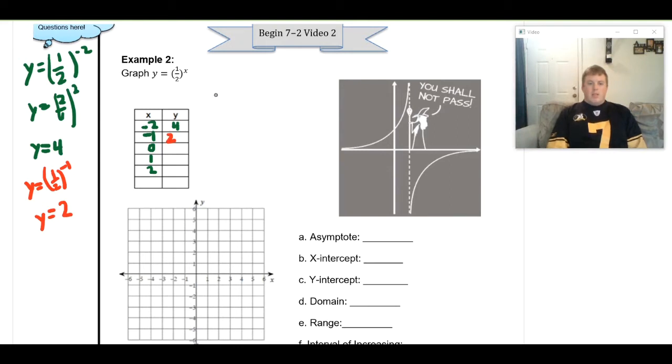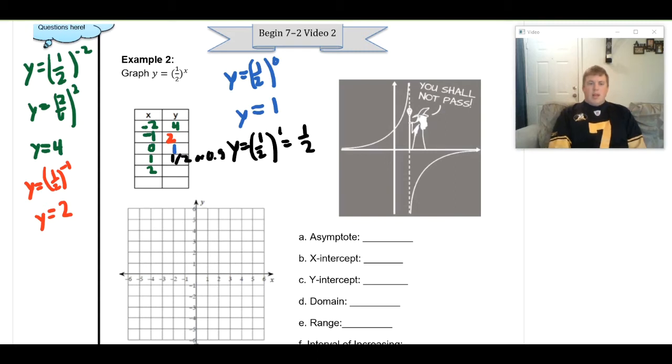We'll plug in 0 next. Y equals 1/2 raised to the 0 power. So that means anything to the 0 power is going to be 1. So we will have a value of 1 there. The next value we'll plug in is 1. So y equals 1/2 raised to the first power, which is going to give us 1/2, or 0.5. And then we'll finally plug in 2.